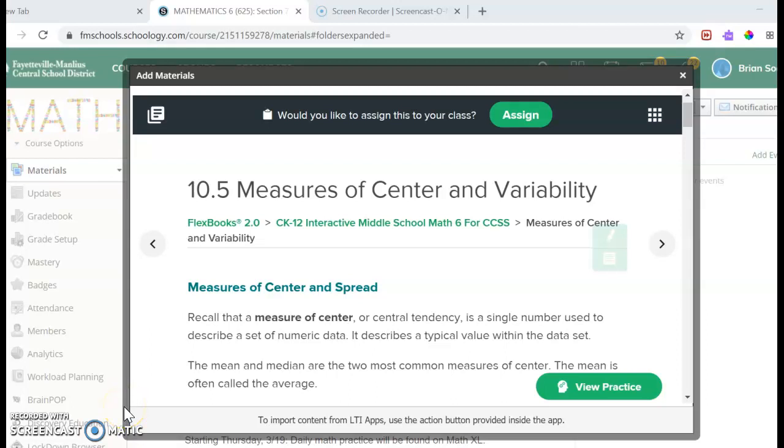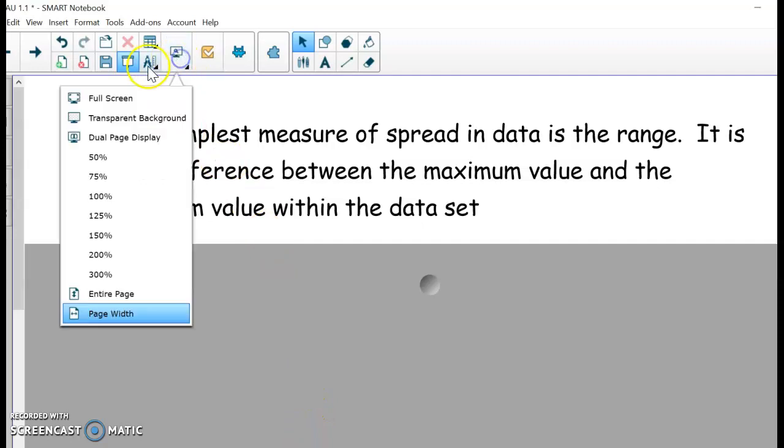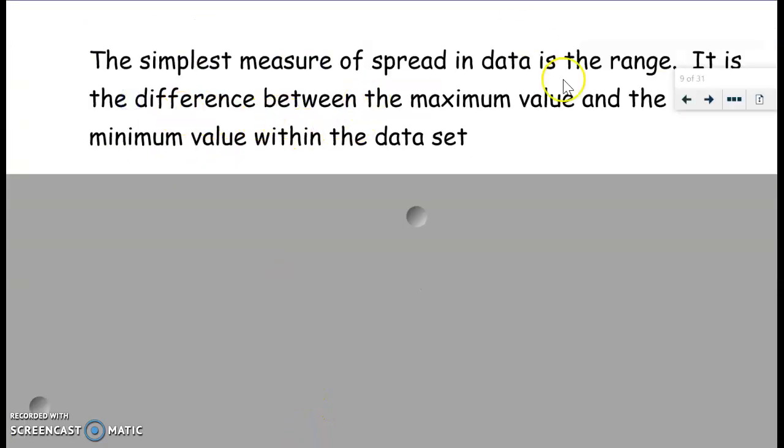All right, so this week, CK-12 assignment is titled Measures of Center and Variability. Okay, might be a little more challenging than last week's mean, median, mode, and range. Okay, so let's do a quick review here. Let's talk about those measures of center.